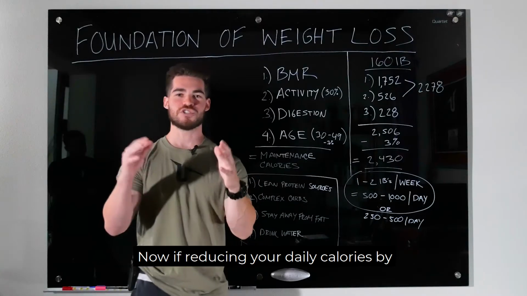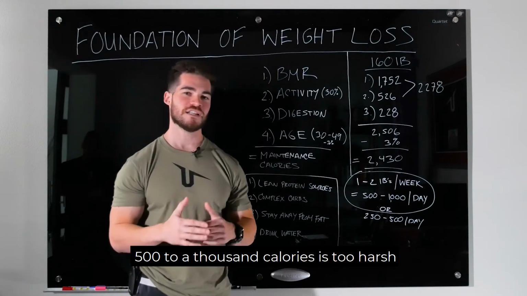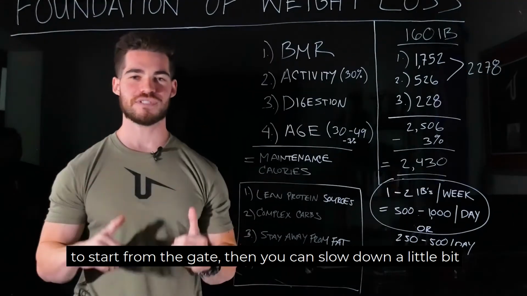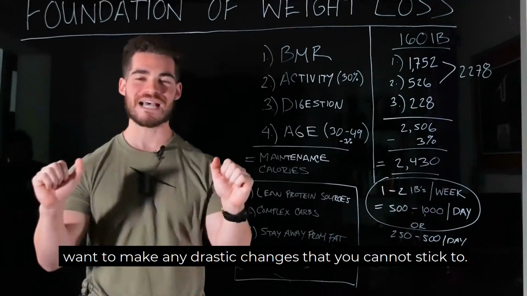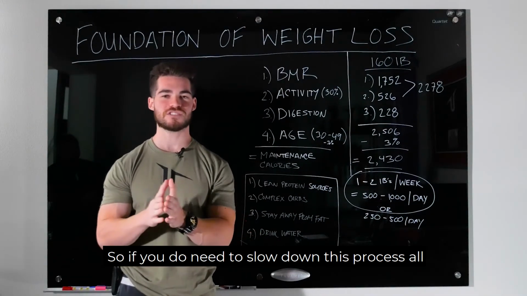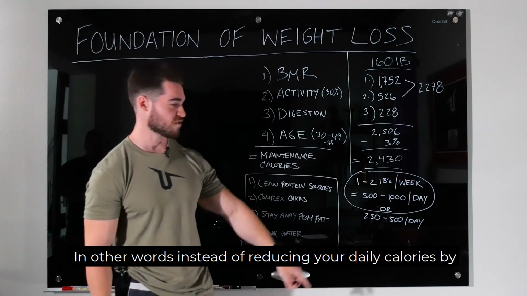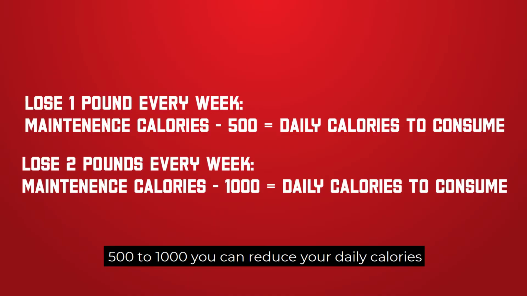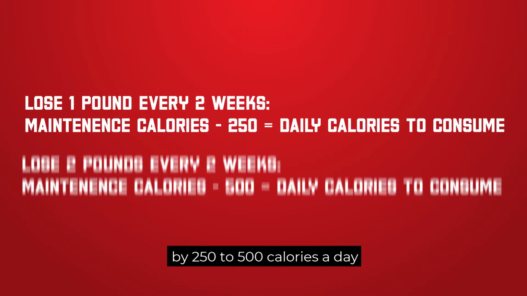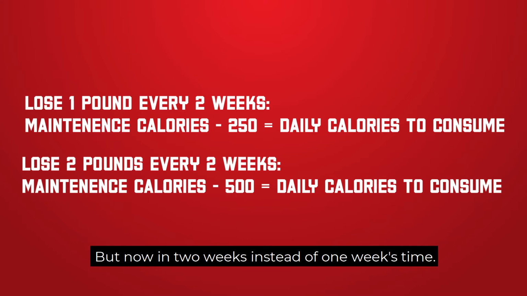Now, if reducing your daily calories by 500 to 1,000 calories is too harsh to start from the gate, then you can slow down a little bit so that you can sustain this weight loss, right? We do not want to make any drastic changes that you cannot stick to. So if you do need to slow down this process, all you have to do is cut these numbers in half. In other words, instead of reducing your daily calories by 500 to 1,000, you can reduce your daily calories by 250 to 500 calories a day, and you will lose the same amount of weight, but now in 2 weeks instead of 1 week's time. And that is okay.